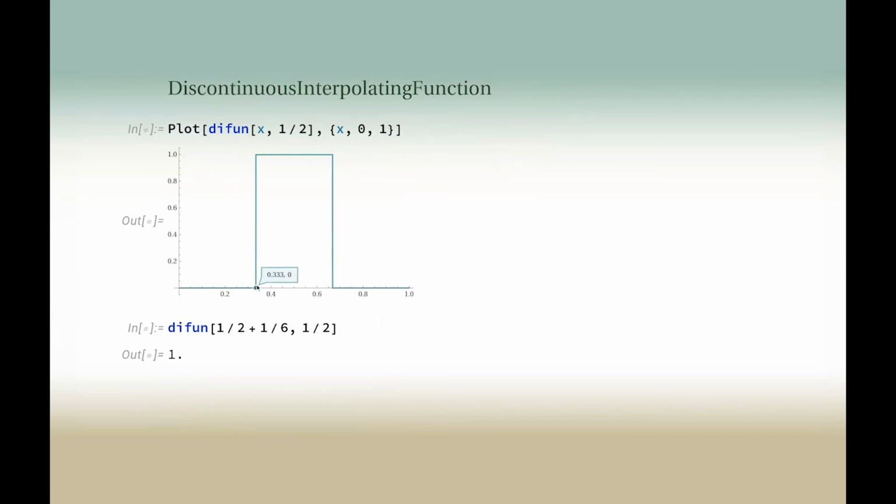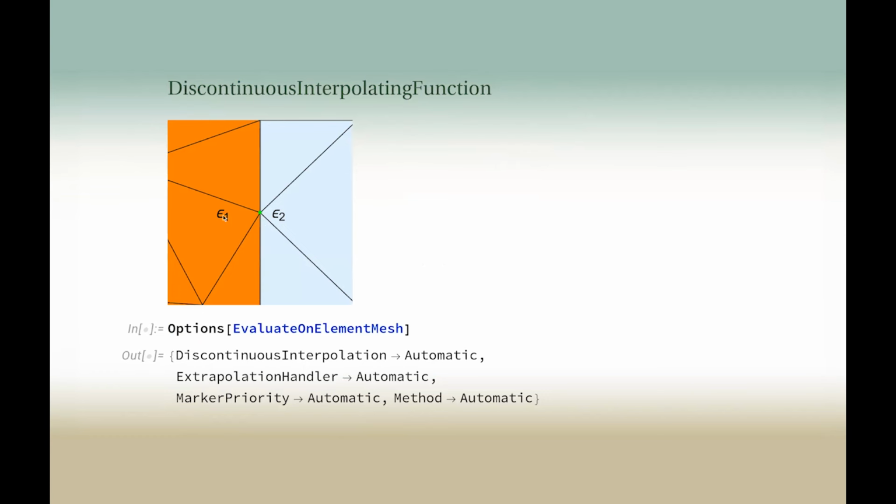And now we're going to look at these points at the interface specifically. So in this case, we evaluate at the interface, and it has the value of 1. That's what this discontinuous interpolating function returns. So if we have two materials, epsilon1, epsilon2, this point, or generally this edge, it's not clear where this edge should belong to. Should this belong to epsilon1 or epsilon2? And in fact, you can tell the discontinuous interpolating function where this point should belong to.